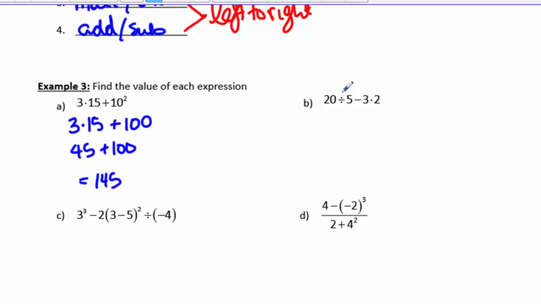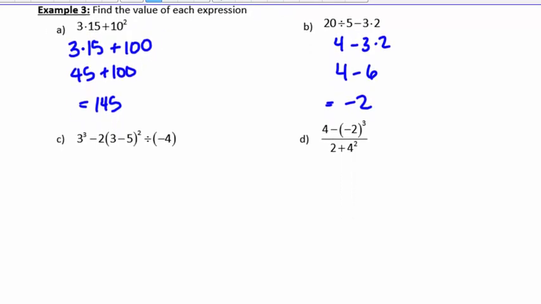In part B, we have a division, a subtraction, and a multiplication. The division is on the left, so we're going to do that one first. 20 divided by 5 is 4, minus 3 times 2. Subtraction, multiplication, we'll do our multiplication next. So that's 4 minus 6. And finally the subtraction will give us 4 minus 6 is negative 2.